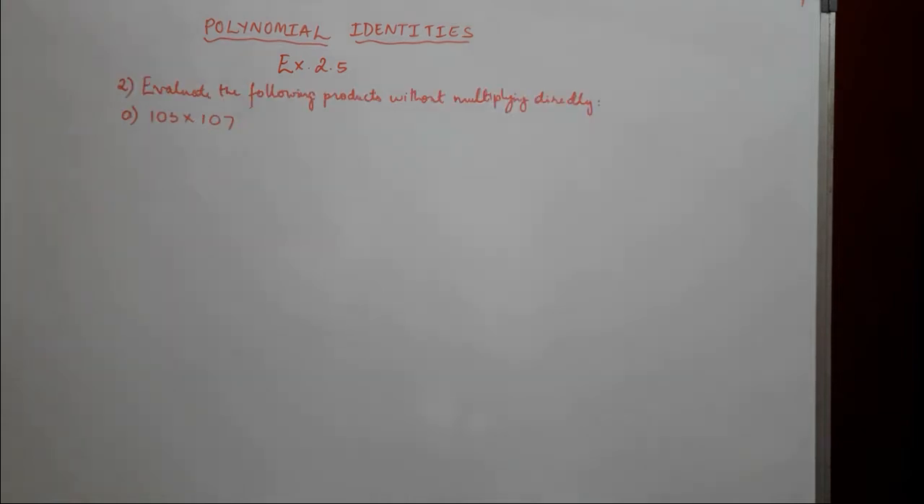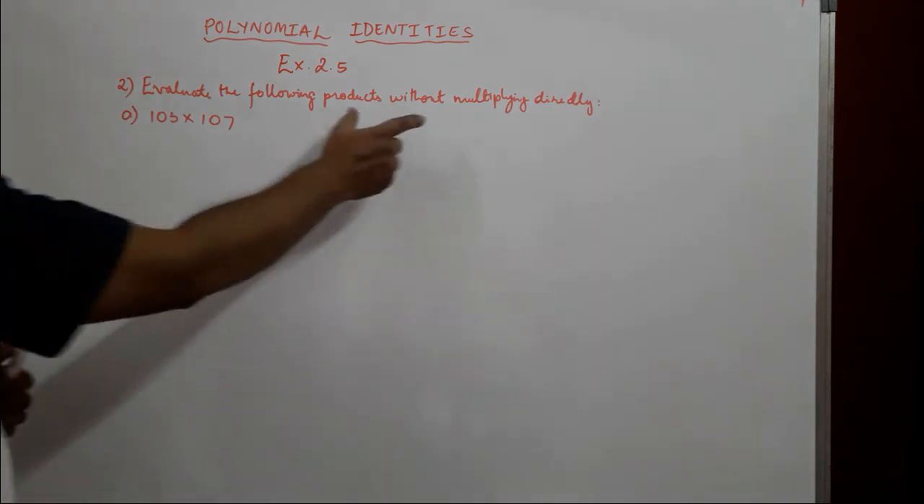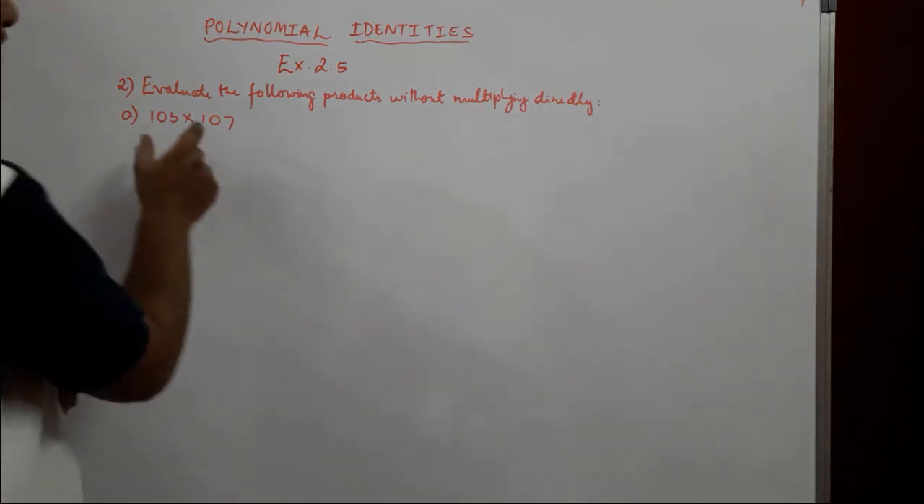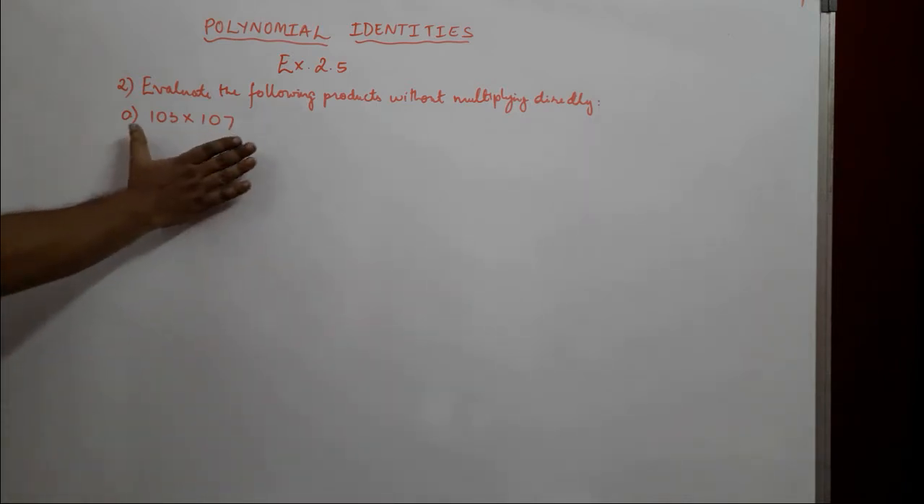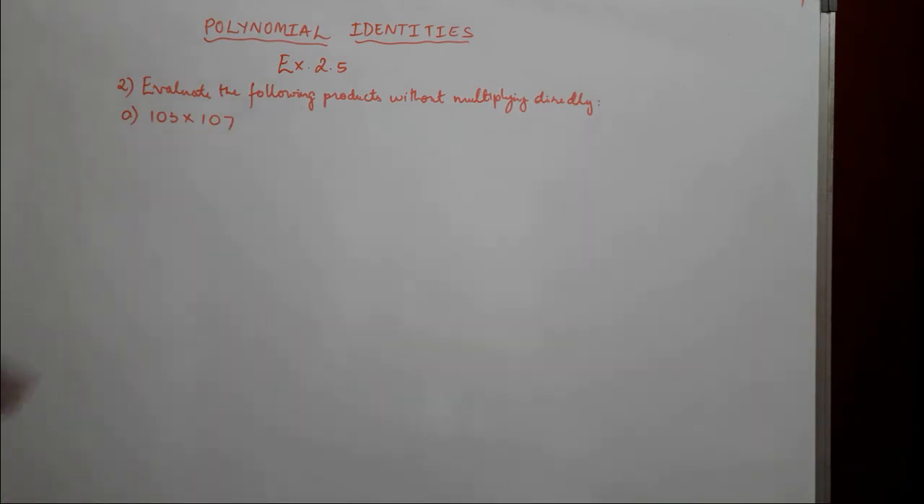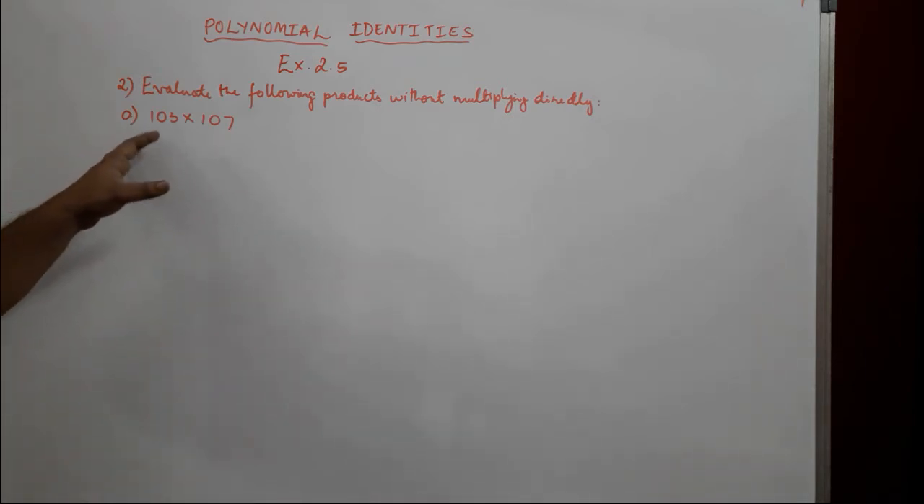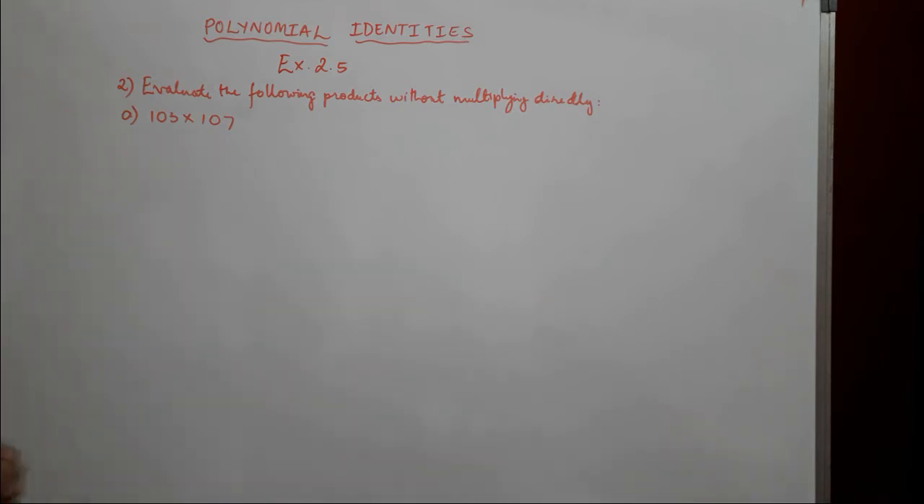The next question says evaluate the following products without multiplying directly, and the first problem we have is 103 into 107. It very clearly states that we should not directly multiply this. We can multiply and find out the answer, but since we are doing polynomials, we have to get it into the form where we can use polynomial identities. So how do we do that over here?